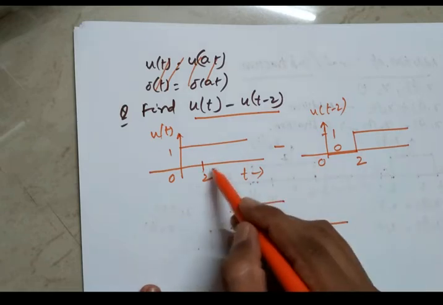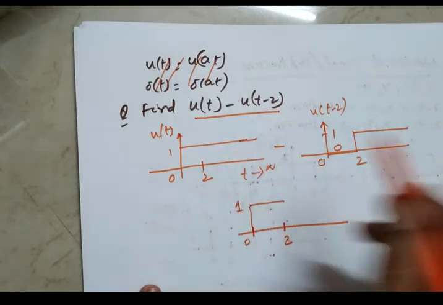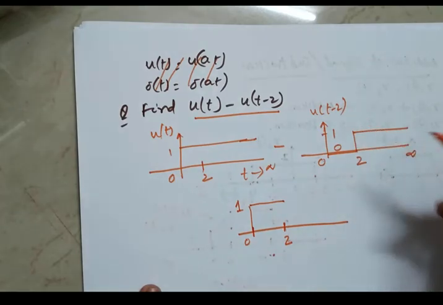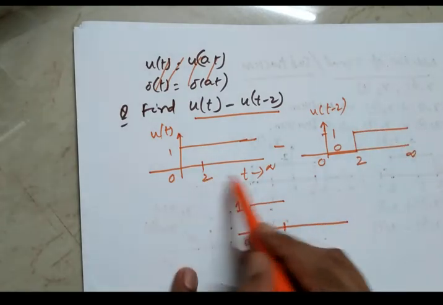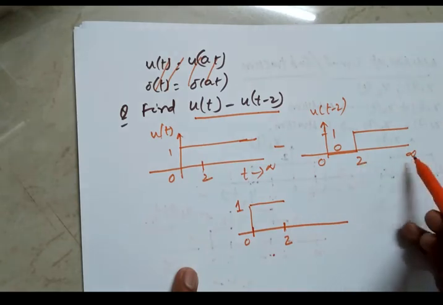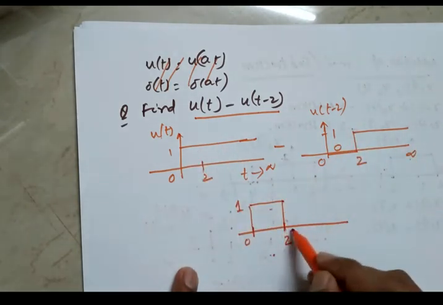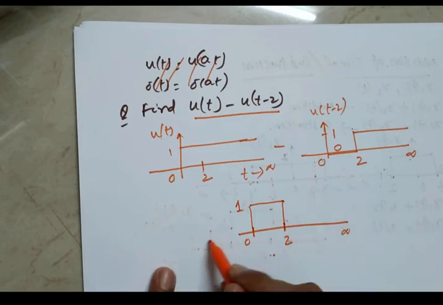Okay, now from 2 to infinity, it is 1, and from 2 to infinity, this is also 1. So what will we get? From 2 to infinity, this is 1, and this is also 1. So 1 minus 1 is 0. So from 2 to infinity, the rest everything is 0.